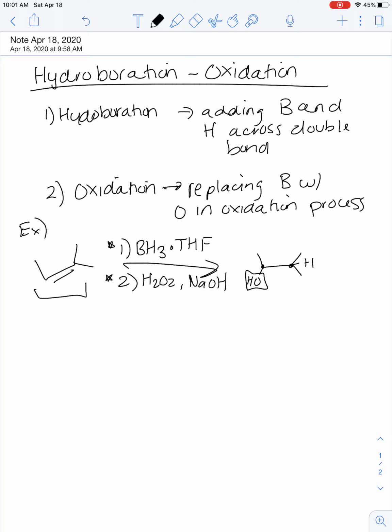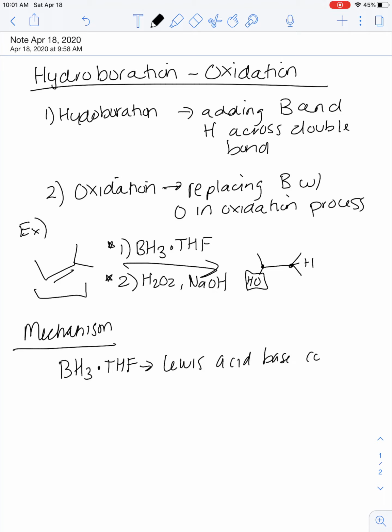So when we look at the mechanism of this reaction, what is thought to happen is, we have this borane hydride in solution. This is going to be a Lewis acid base complex. We looked at this, I think it was chapter 1 or 2. So this is going to be in equilibrium with free THF, which is tetrahydrofuran, and borane.